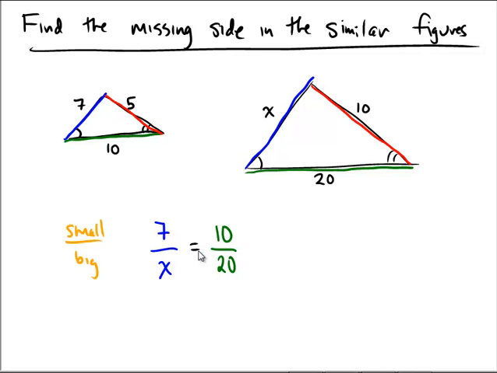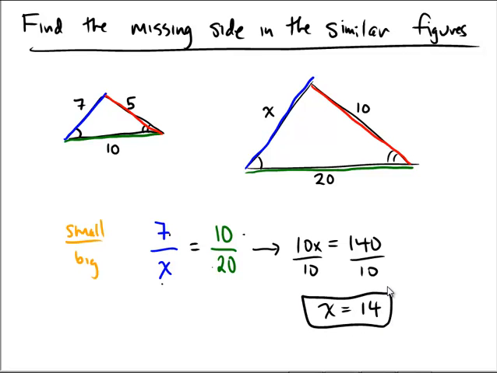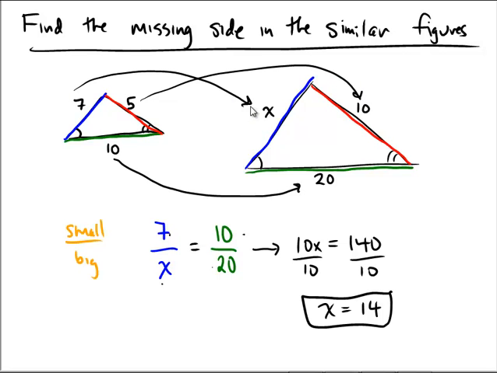So if we set 7 over x equal to 10 over 20, we can perform some cross multiplication to yield 7 times 20, which is 140, equals x times 10, which is 10x. And after dividing by 10, we can see that the missing side must have been x equals 14. Now if you're very observant, you might have noticed that 10 multiplied by 2 is 20, 5 multiplied by 2 is 10, so this last side must be 7 multiplied by 2, and that's where 14 came from. So that's a shortcut if the numbers are pretty.